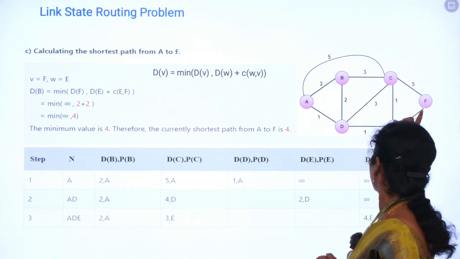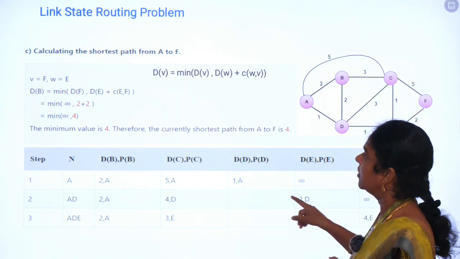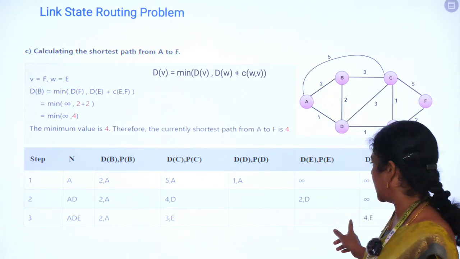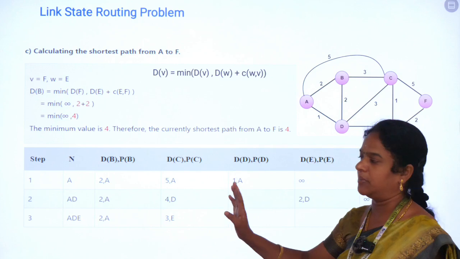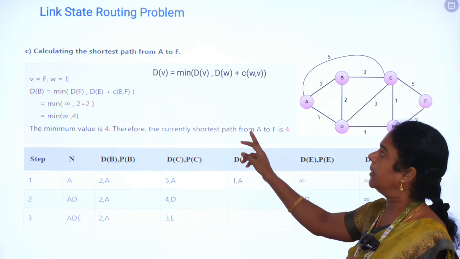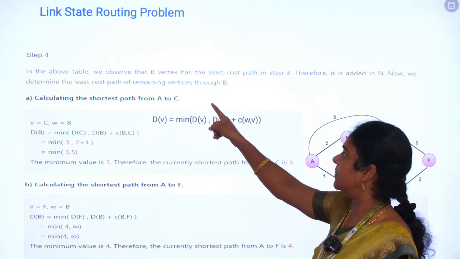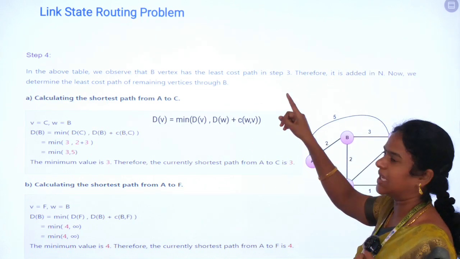And next one we find the F. Okay, so what is the value? 4. Okay, 4 comma E. Okay, so in this, which is the minimum value? 2 is the minimum value. So now we use the B. Okay, so now we use B only. So that is the B vertex as the least cost path in step 3.